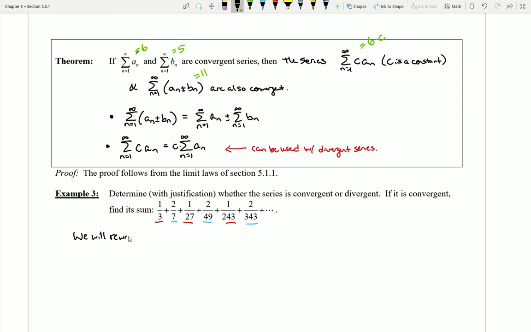So I'll say we will rewrite the series as 1/3 plus 2/7. I'm going to put that in a set of parentheses. And then I'm going to do my 1/27 plus my 2 over 49. Then I'm going to do 1 over 243 plus 2 over 343, and go on and on and on.